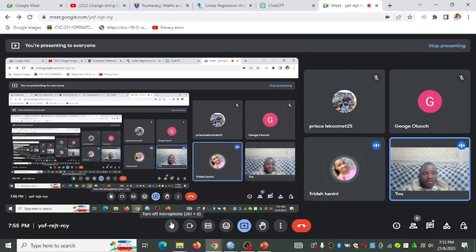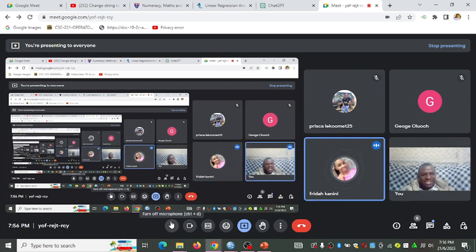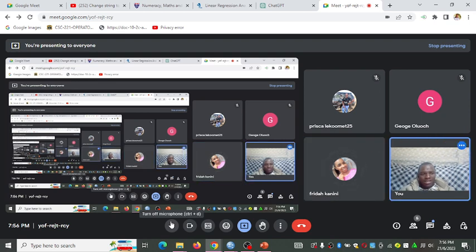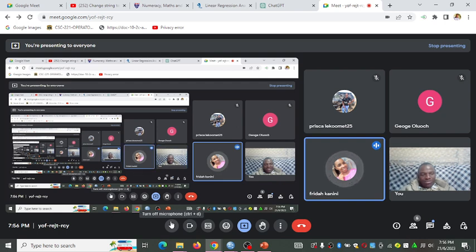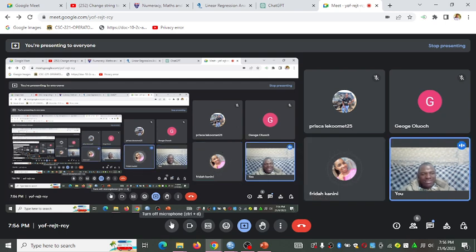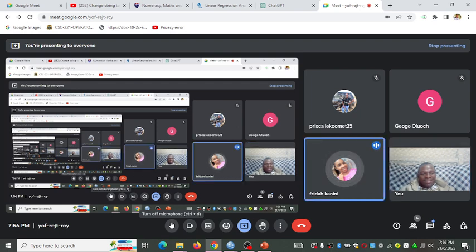Ndio maana unaonanga tukisema when we want to test something at 90% confidence interval, we use the alpha of 0.1. Tukisema we are testing at 99% confidence interval, tunatumia alpha of 0.01. Yes, si ndio?